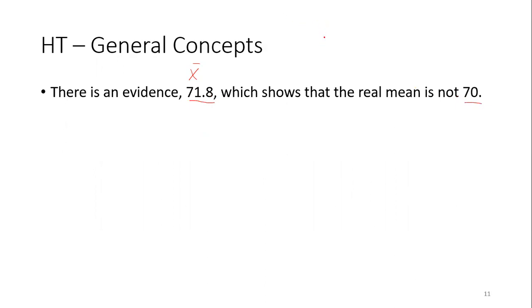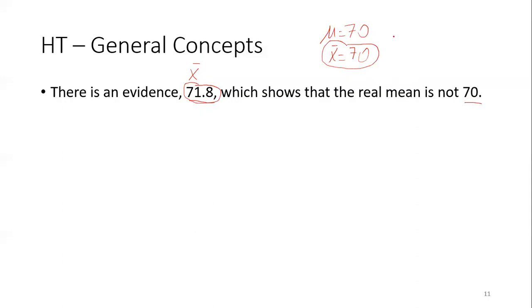This means that, remember, if you want to test mu is equal to 70, and if it turns out that X bar of 100 people is exactly equal to 70, then there's no problem, right? You won't test anything, because the data that you have already says that mu can be 70, nothing else. But here, X bar, the observed value of the sample average, is 71.8.